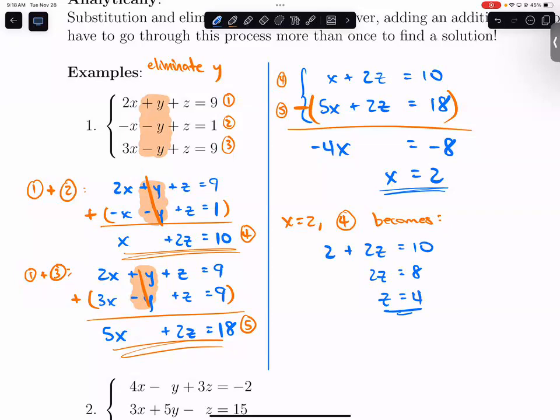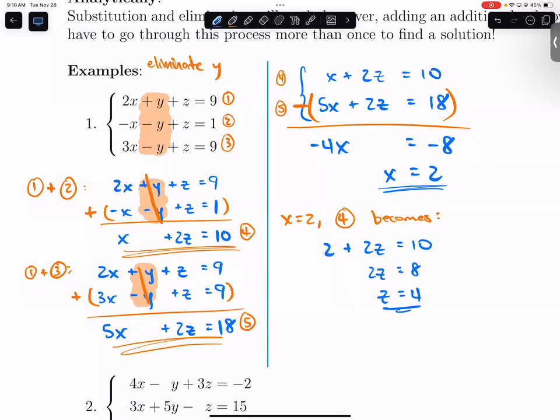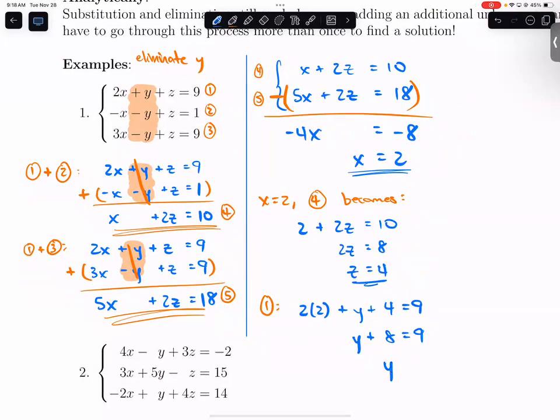And then back all the way up to any of the original things and take that x and that z and plug them in to find y. Assuming that we've done everything correctly, which is how we always want to operate, then it doesn't matter where I plug it in, they're all going to give the same thing, because we're finding the ordered triple that makes them all true. So I'm going to plug into equation 1. 2x was 2 plus y, I don't know yet, plus z is 4. So y plus 8 is 9. So y is 1.